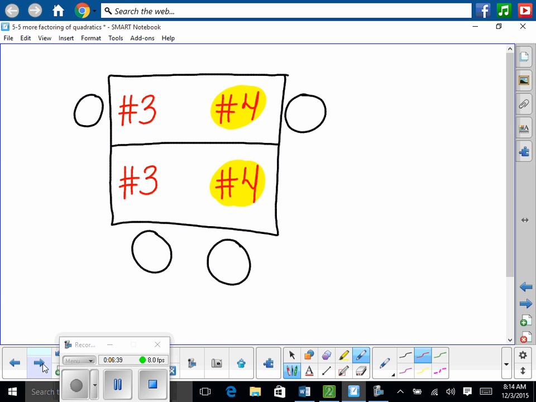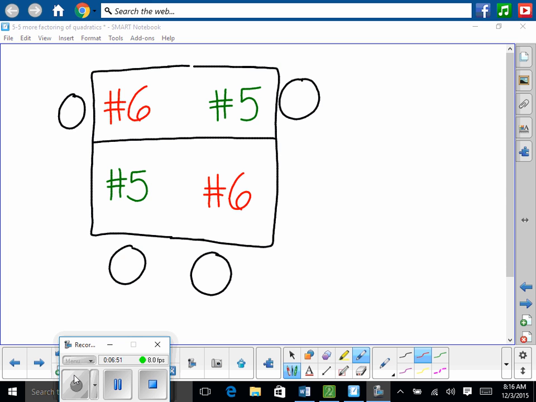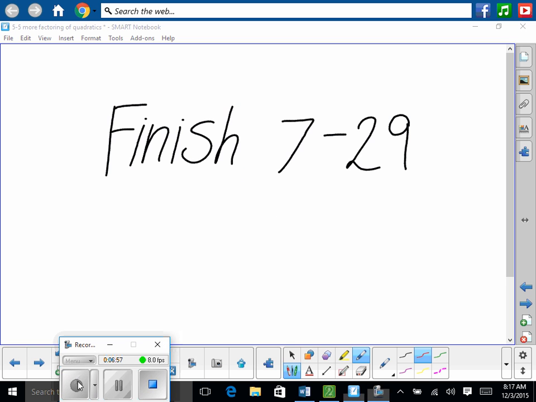So, everybody, look up here. I want these 2 people on your table to do problem number 3, these 2 people to do problem 4. We're going to swap answers. Okay, now these people in your diagonals do 5. These people do 6. Ready, set, go. 7 through 29, on your own. Ready, set, go.